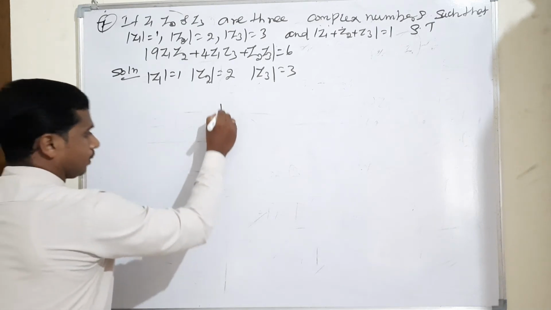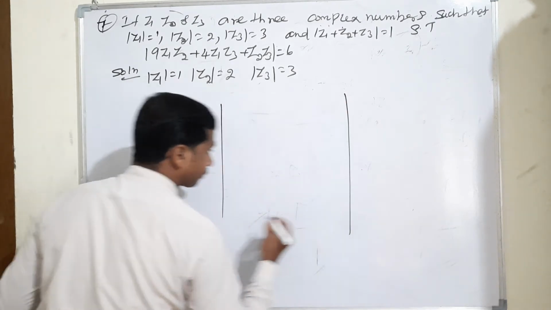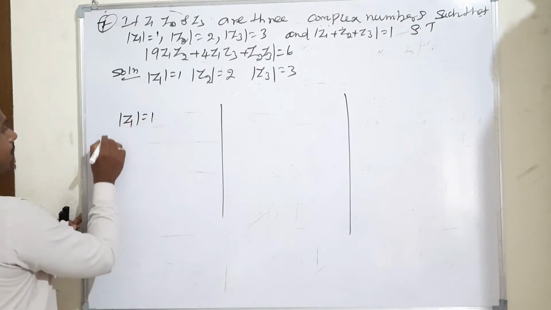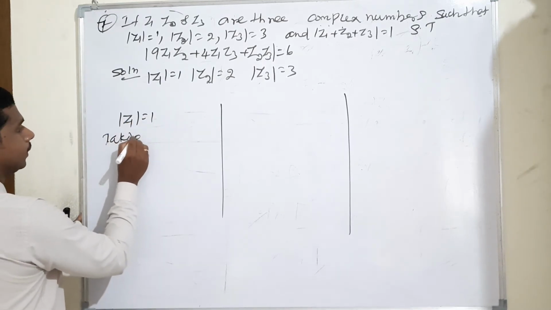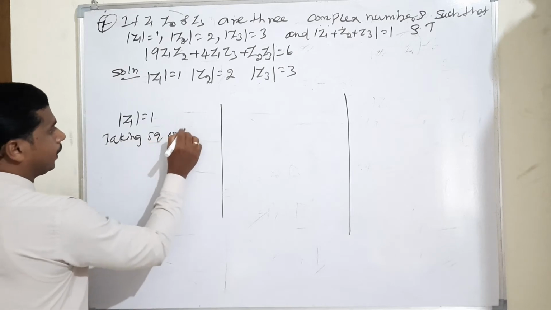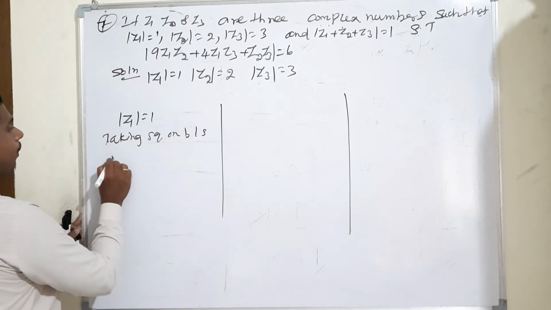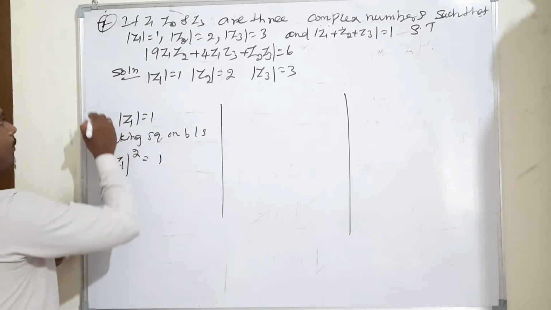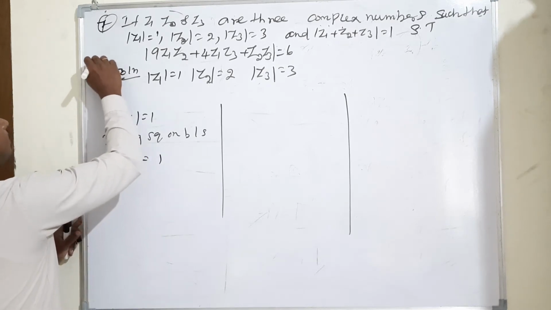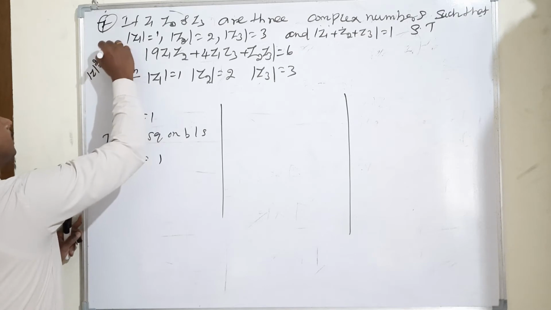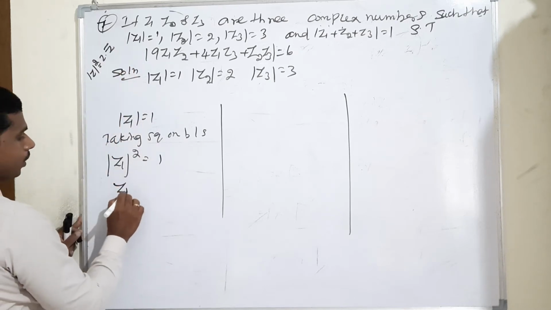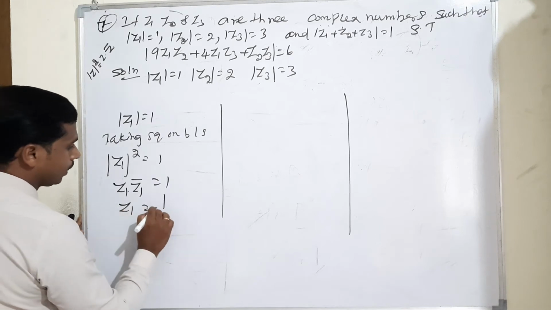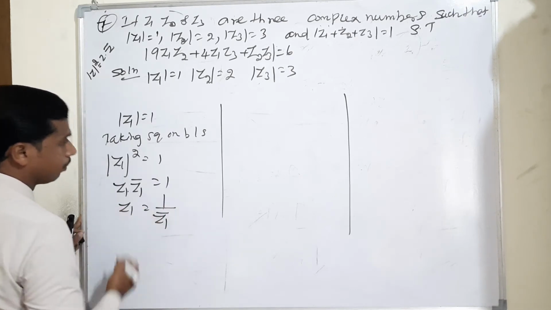So I will consider the given points first. First one, modulus of Z1 is equal to 1. Taking square on both sides, modulus of Z1 square is equal to 1. Already we know one property: modulus of Z square means Z into Z bar. So Z1 into Z1 bar is equal to 1. Therefore Z1 is equal to 1 by Z1 bar.